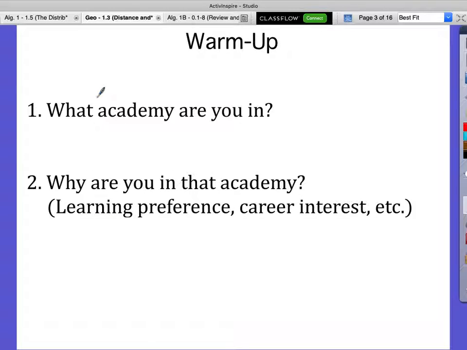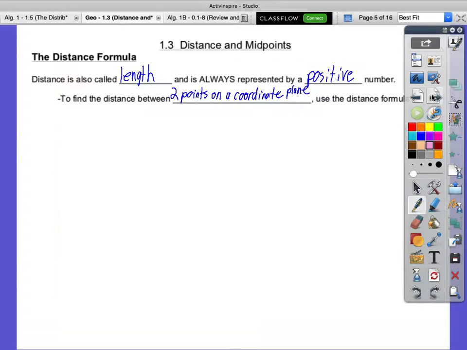1.3 here. This is where we started, where we finished off last time. And we talked about distance and midpoints. We talked about length. Distance is also called length, and it's always represented by a positive number. We said to find the distance between 2 points, we used the distance formula. We did that.